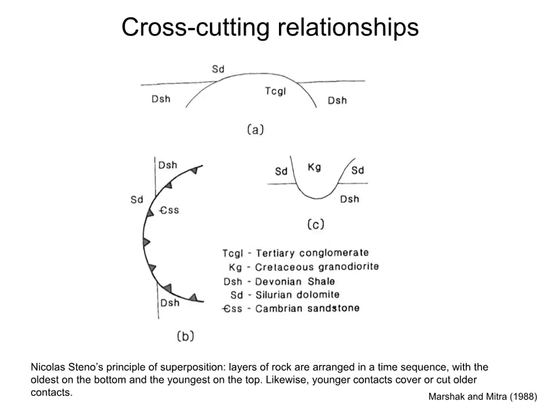Cross-cutting relationships in geologic maps are very important. They tell us something about the history of the area. To work with them, we need to remember Steno's principle of superposition. Layers of rock are arranged in a time sequence, with the oldest on the bottom and the youngest on the top. Following the same principle, younger contacts cover or cut older contacts.